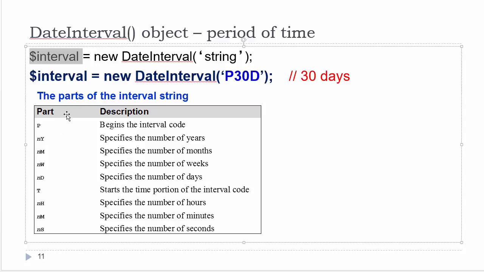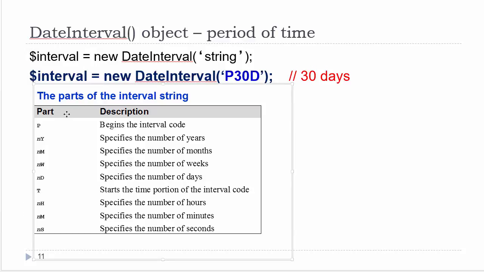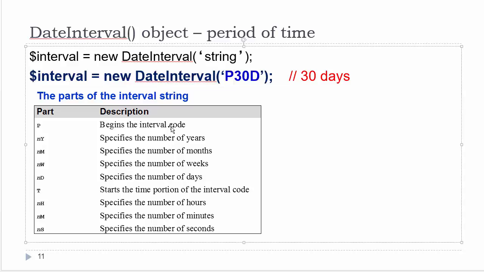There are different formats, parts of this interval string, and here some of them are specified. And what I have here is P, meaning it begins the interval code, which you always have to have, 30, which is the number 30, D, which stands for days, the number of days. So this would mean I'm storing an interval of 30 days.